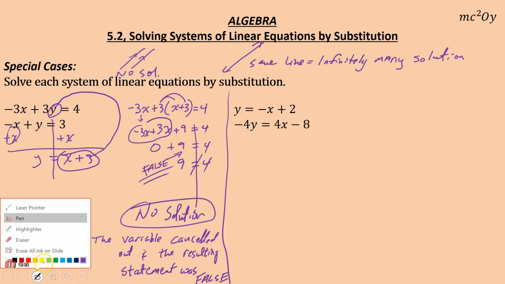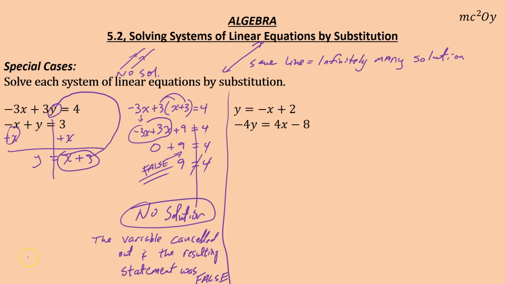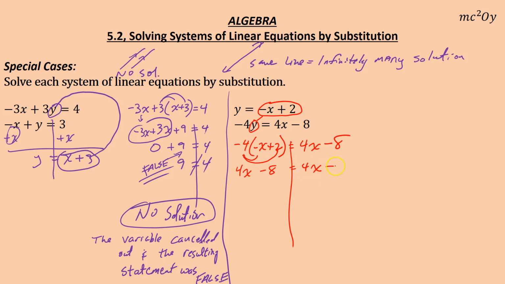Okay, so let's see what an infinitely many solution will look like. All right, so notice I actually tell you y equals -x plus 2 here. So I'm going to substitute that in for y here. All right, it's going to give me -4 times, and then y is -x plus 2. And that equals 4x minus 8. You notice I keep substituting inside parentheses. That's a big deal because next step is distributive property. That's 4x and -8 equals 4x and -8. Well, 4x minus 8 does equal 4x minus 8.